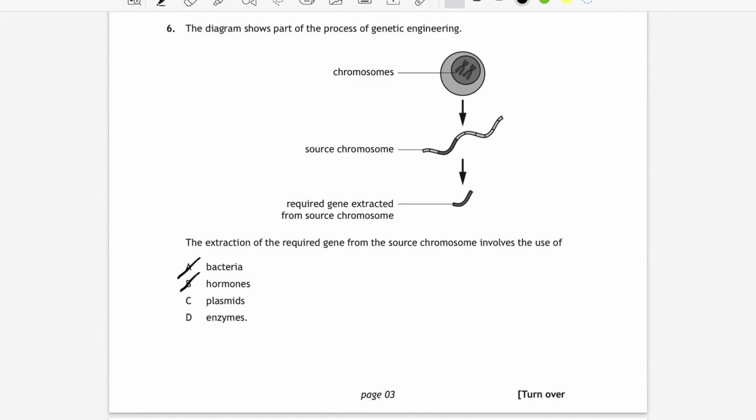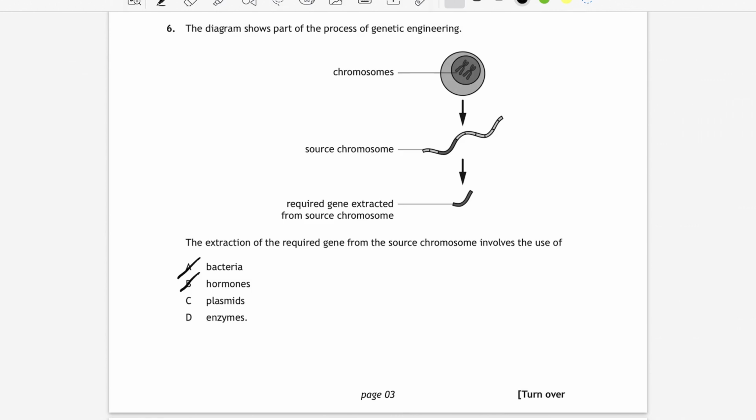Now we already know that there's no bacteria going to be in this experiment here, because we're talking about the source chromosome and taking the gene from it. Now, the gene is not going to come from the bacteria. It's going to come from, let's just say we're talking about insulin. That's the usual example given. It's going to come from potentially a human.